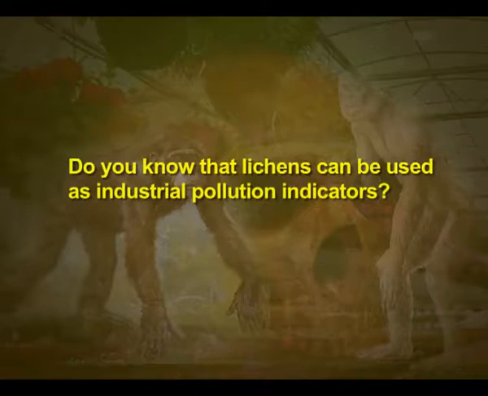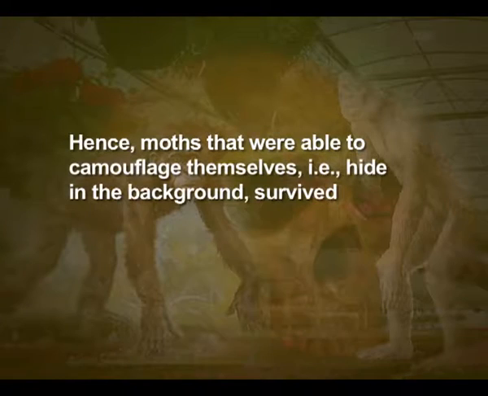Before industrialization set in, a thick growth of almost vertical lichens covered the trees. In that background, the white-winged moth survived, while the dark-colored moths were picked out by predators. Do you know that lichens can be used as industrial pollution indicators? They will not grow in areas that are polluted. Hence, moths that were able to camouflage themselves, that is hide in the background, survived.